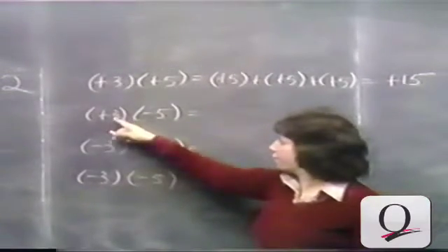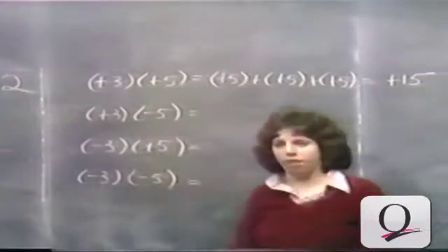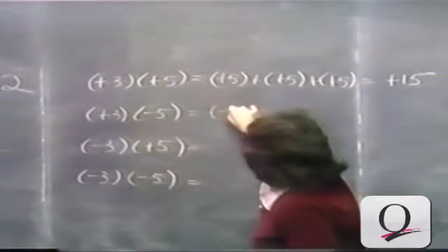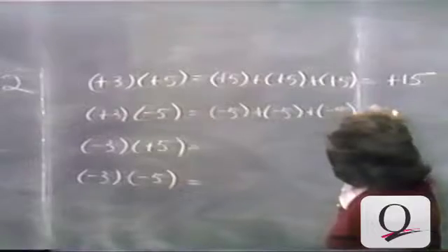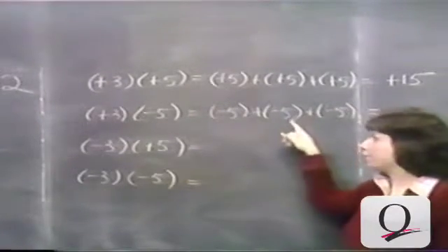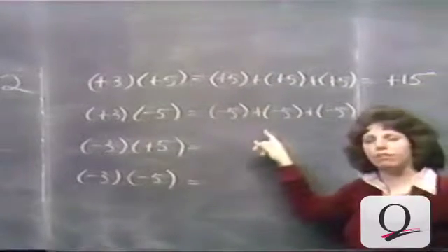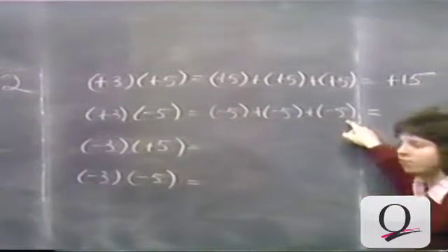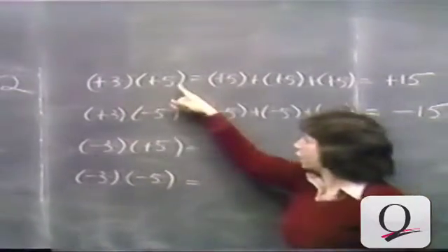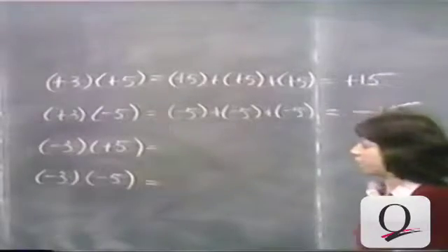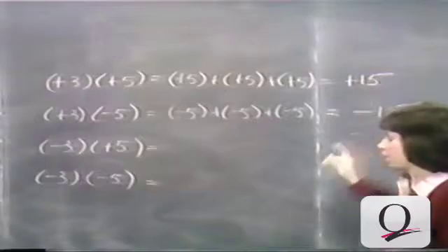Over here, plus 3 times minus 5 can be thought of as 3 minus 5s. That is, we will add up minus 5 3 times. Minus 5 and a minus 5, same signs. You add up the 5s, you get 10. You put the minus sign in front. Minus 10 and a minus 5 for an answer of minus 15. Plus 3 times plus 5 gave you plus 15. Plus 3 times minus 5, minus 15.